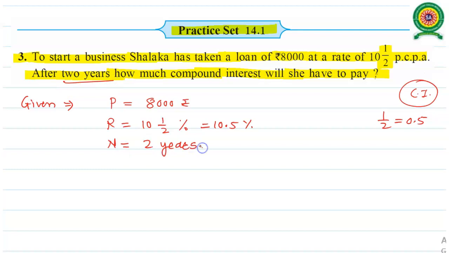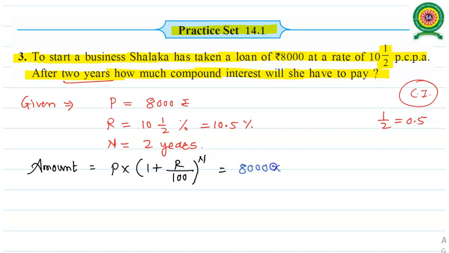Now we have to evaluate the compound interest. Since it is compounded annually, the formula for the amount at the end of the 2 years is principal into 1 plus rate of interest divided by 100, whole to the power n, the duration. So principal 8,000 into 1 plus 10.5 divided by 100, whole to the power 2.